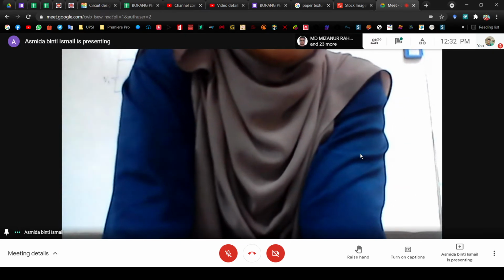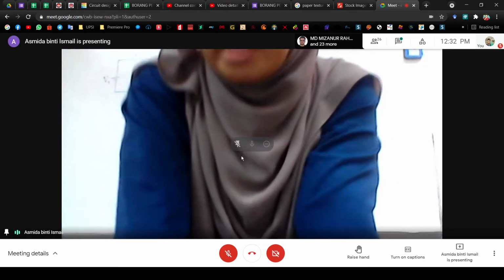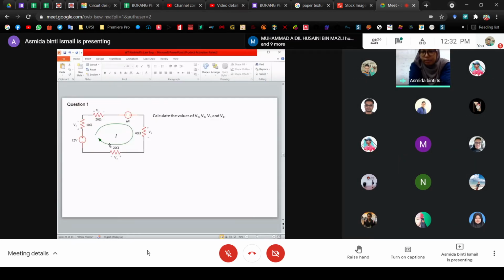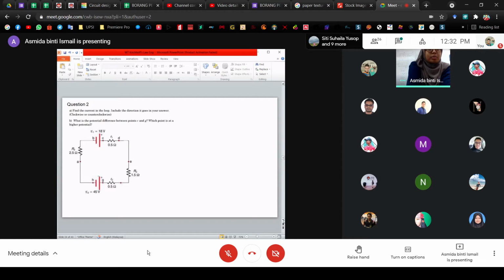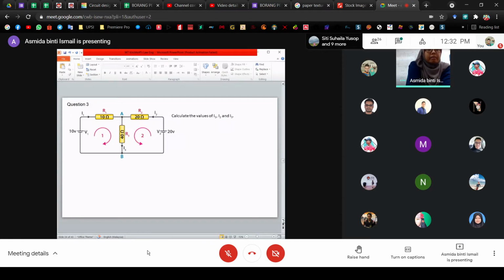Okay, for this one, actually if you don't want to use the loop, you also can use Ohm's method. Okay, yang kita belajar sebelum ni lah. But you can also use this method to find the value of I. Okay, kita tengok soalan lain. Oh, tak ada jawapan lah. But you can try.